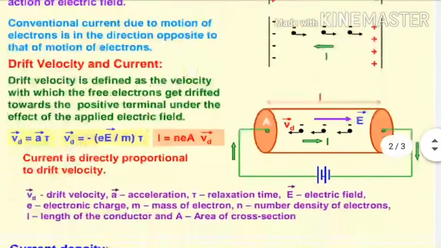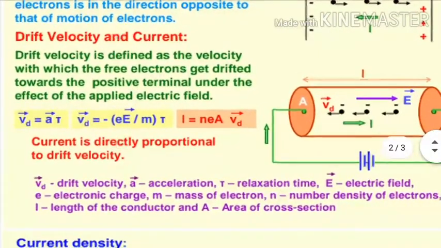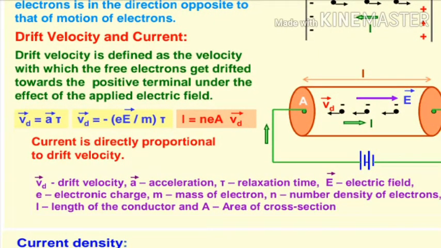Now the next topic, what is the drift velocity and what is the drift current? Drift velocity is defined as the velocity with which the free electrons get drifted towards the positive terminal under the effect of the applied electric field. I repeat, drift velocity is defined as the velocity with which the free electrons get drifted towards the positive terminal under the effect of applied electric field. It can be expressed as vector Vd. This is a vector quantity.